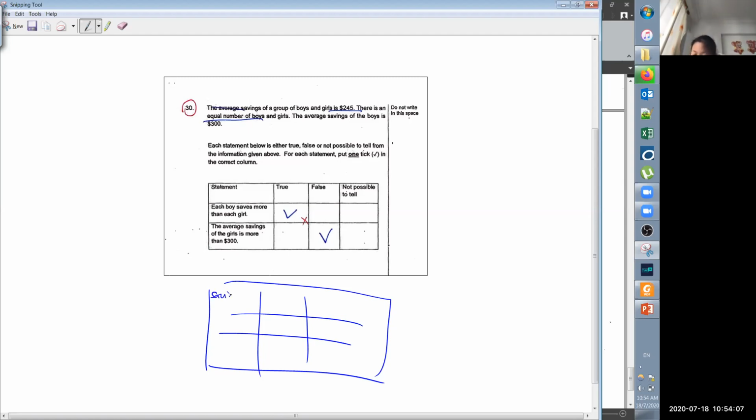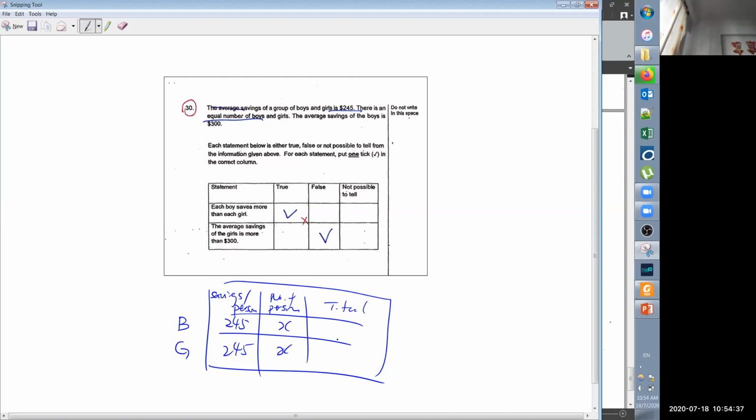So this is savings per person. So there's number of person. So this is total savings, right? So it says the average savings of group boys and girls is 245. So 245, 245, and then you have this same number of person, right? So let's say this is boy, this is girl, so you have X and X. Am I right?